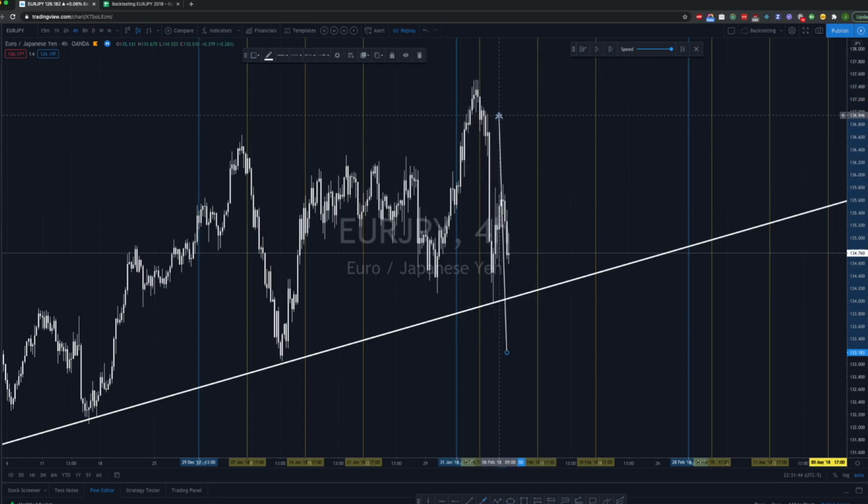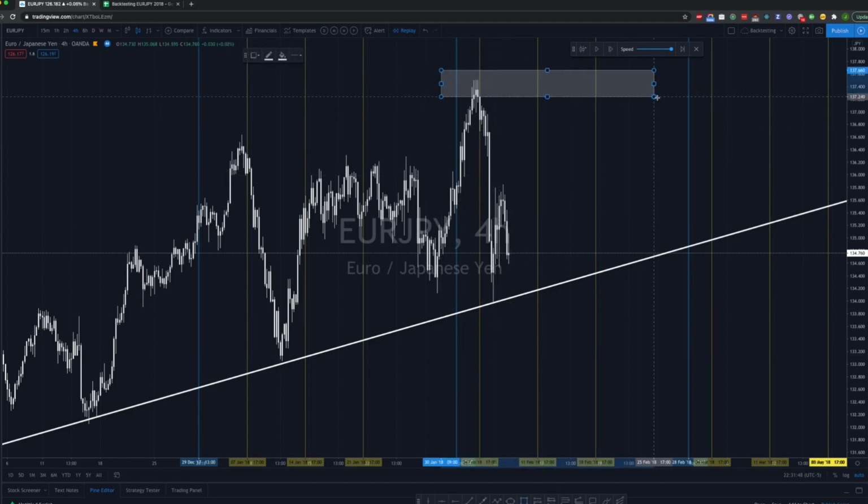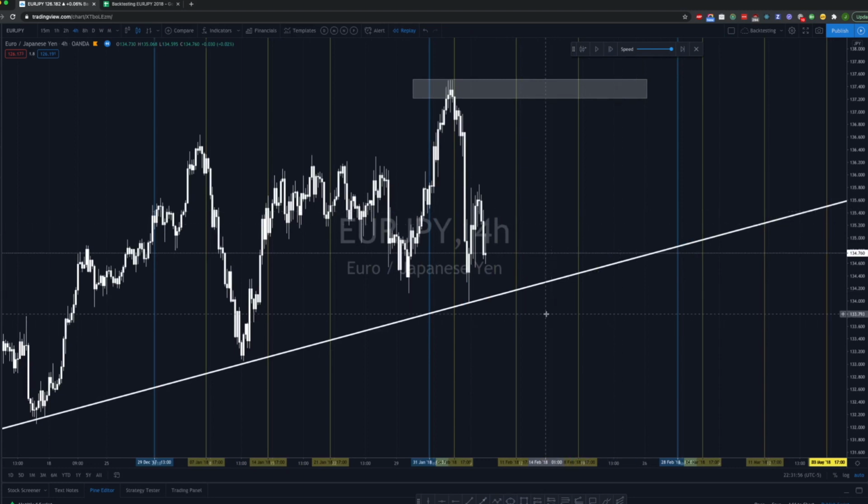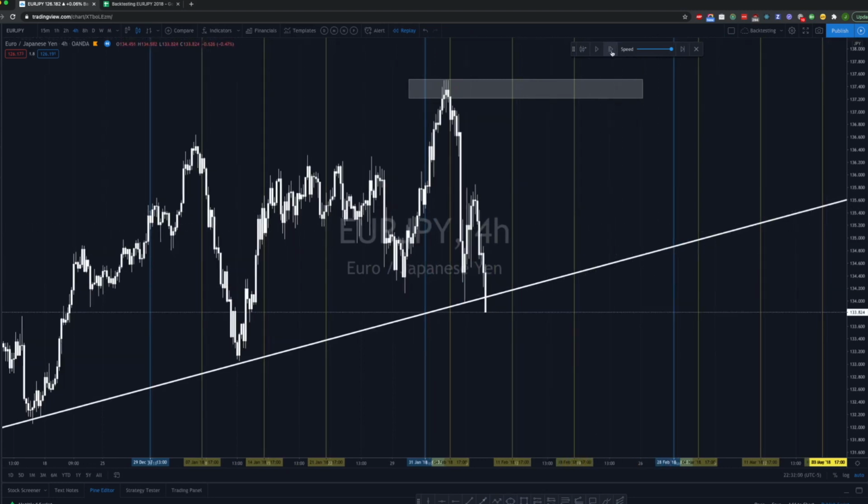So for me to get involved in any further long positions, I would have to see a nice clear crack of these highs, right? Come back, test it, and then look for long positions. But that's gonna have to be one heck of a move, right? So we'll see what happens.